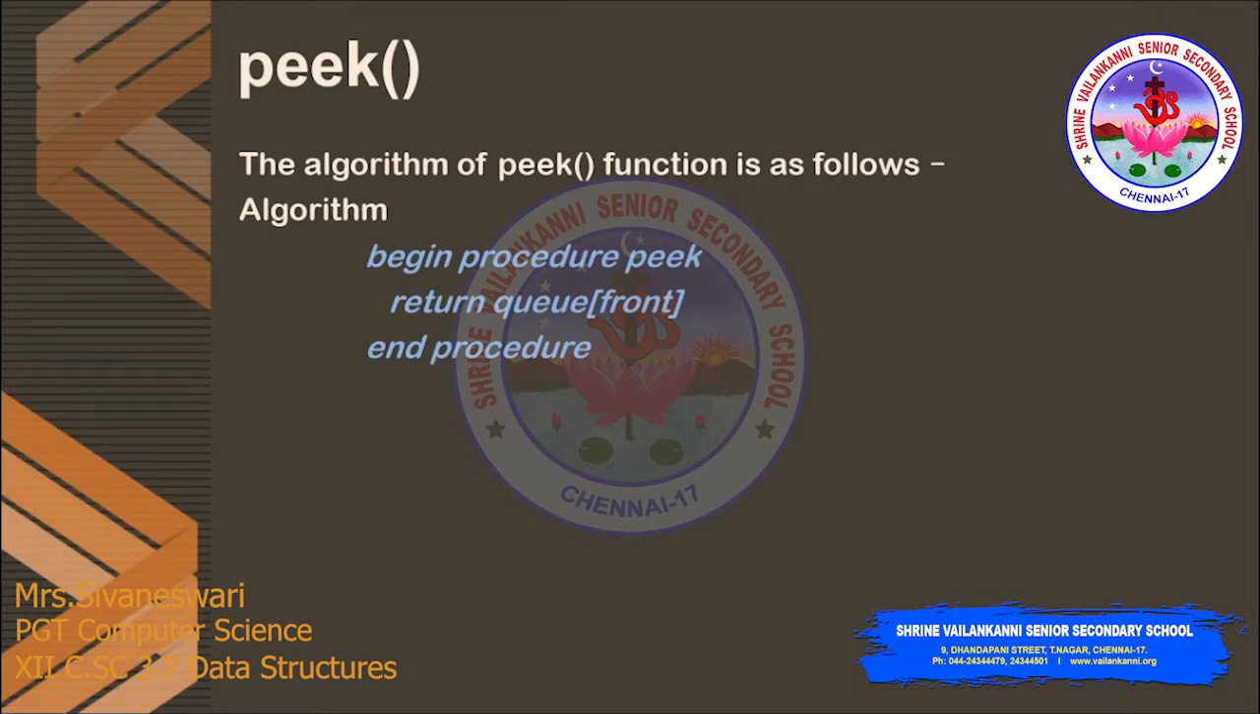Now the algorithm for the peek function. Begin procedure peek, return queue of front. As we saw, it returns the value which is stored in the front position. That is the element to be removed at that moment, and that will be displayed. That's why it is returning queue of front. End procedure. This is how we write the algorithm. Actually, it is a procedure, similar to a function.